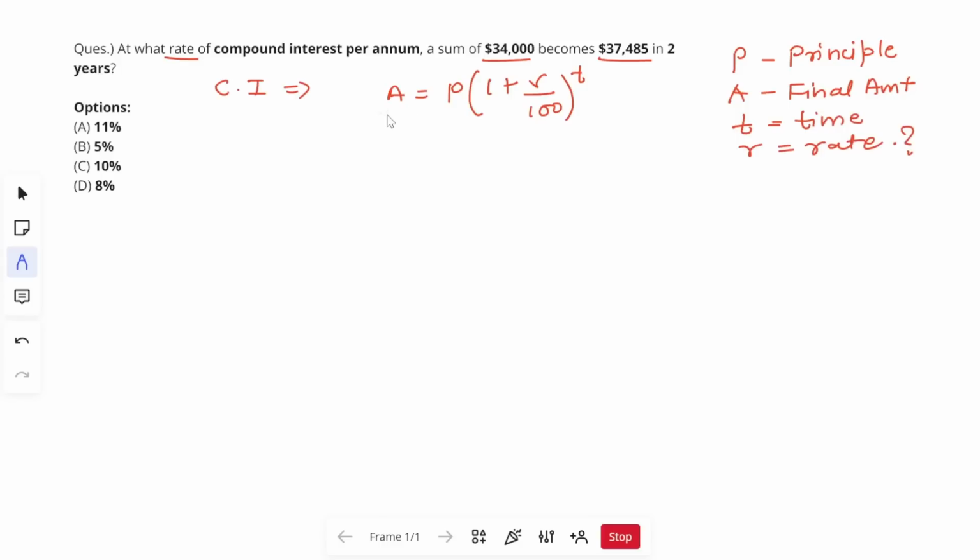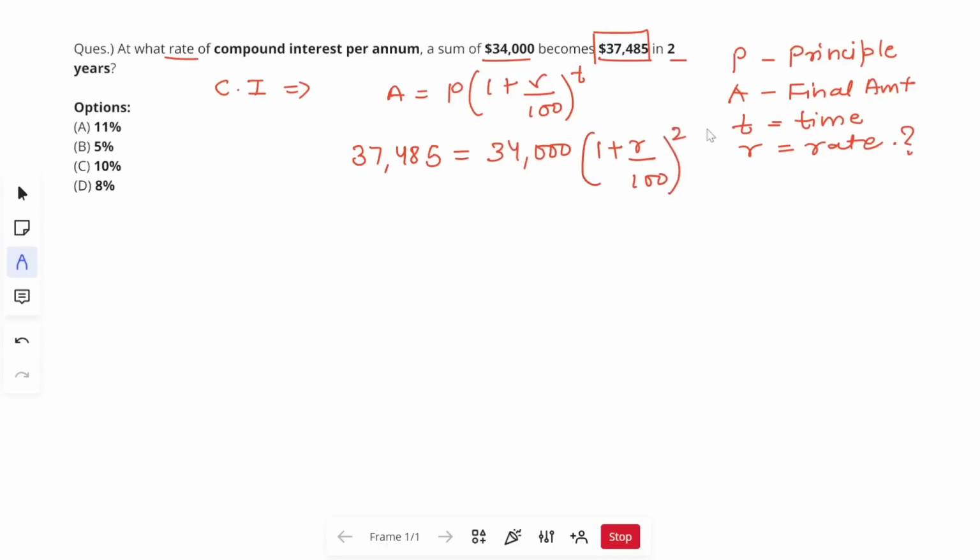The amount that is given to us is this one, that is the final amount, which is 37,485. So 37,485 equals what? Principal. The principal that is given to us is the invested money, which is 34,000. Now 1 plus what is R? R is not given to us. We have to find that. Divided by 100. The time given to us is 2 years, so we take the T value as 2 years.